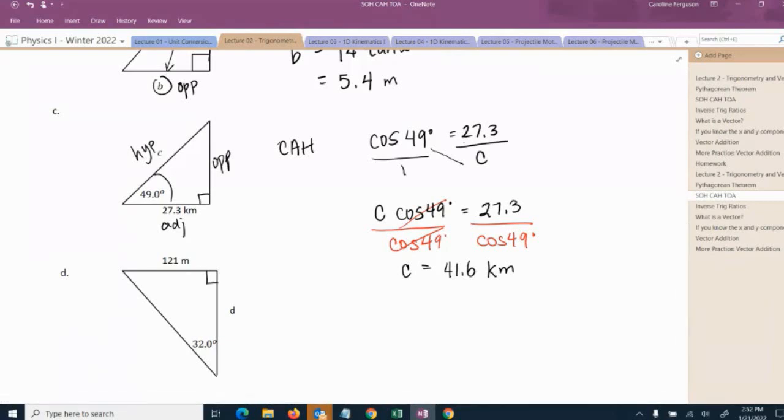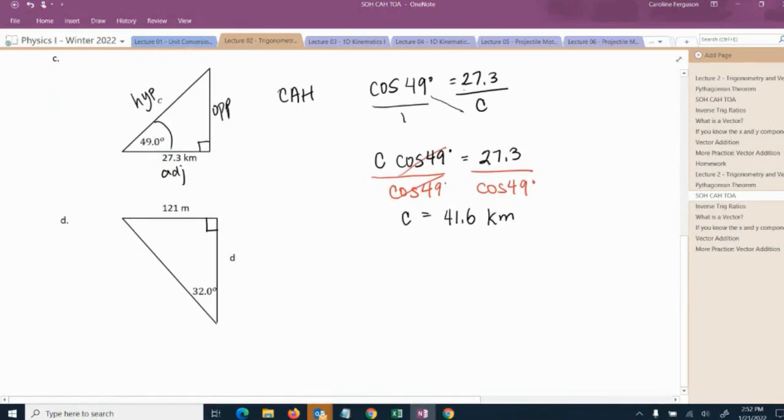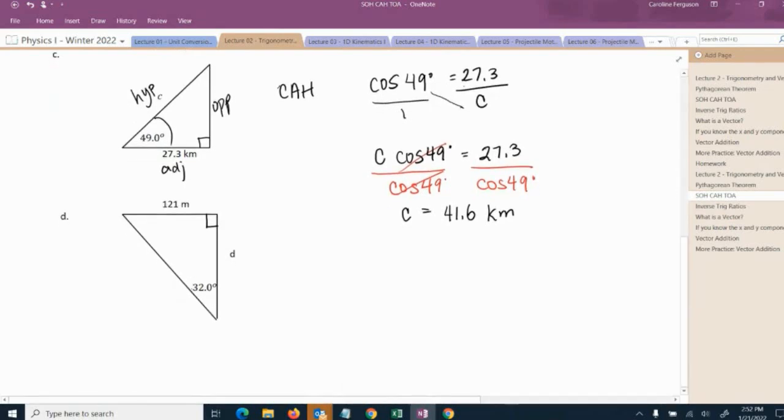And now you're doing D. You guys are amazing. Good. Okay, so let's start doing D. I'm going to leave C so that it's in view. So for D, this is the angle we know, 32 degrees. 121 then would be the opposite side, and D would be the adjacent side. And the hypotenuse would be over here. Hypotenuse is the longest side, and it's opposite of the 90-degree angle.